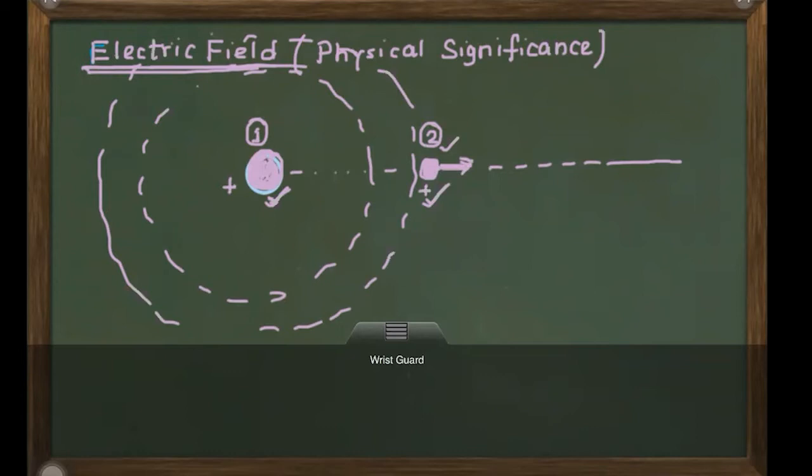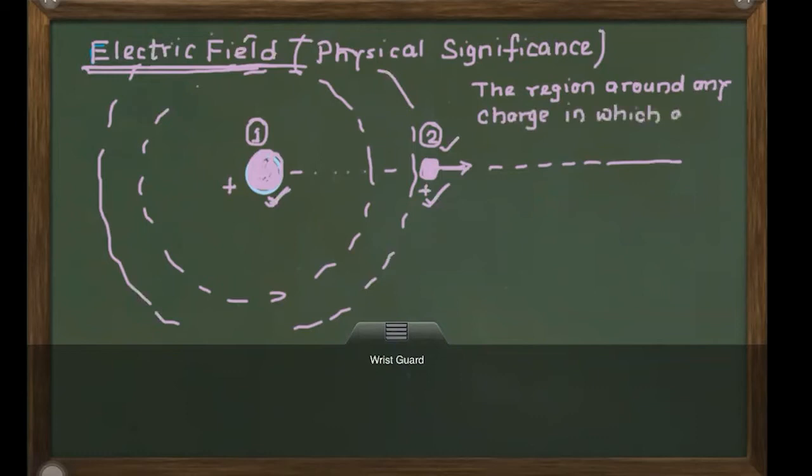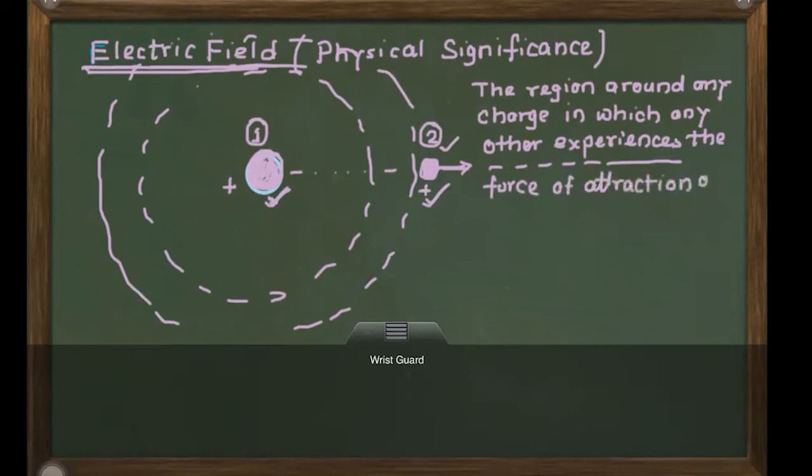So if we write the physical definition of electric field, we can say that it is the region around any charge in which any other charge experiences the force of attraction or repulsion.